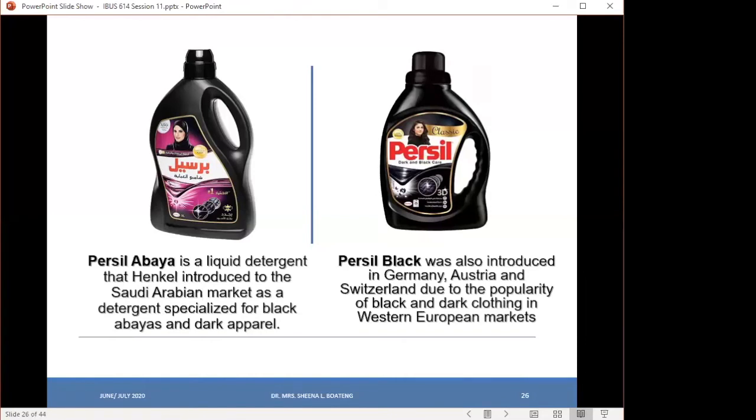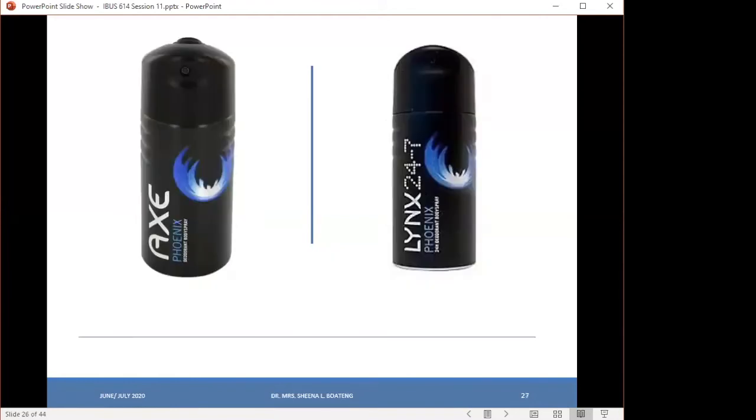So you realize that by the packaging alone, they've been able to communicate a lot of things, especially about the specific market segment that the product is targeting. And that is a typical example of how packaging can be adapted when it comes to global marketing.